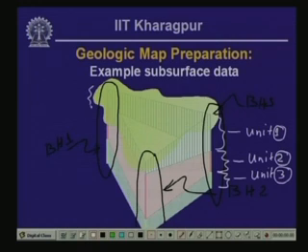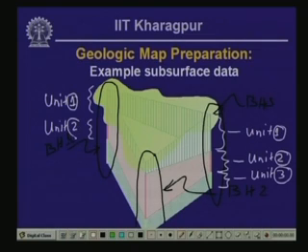Now, in the other borehole we have got unit 1 here, then we have got a relatively thinner unit 2, and underneath that we have got unit 3 as earlier.